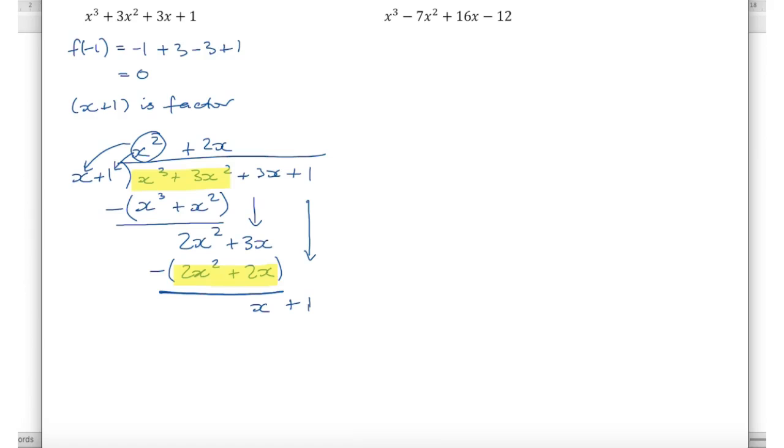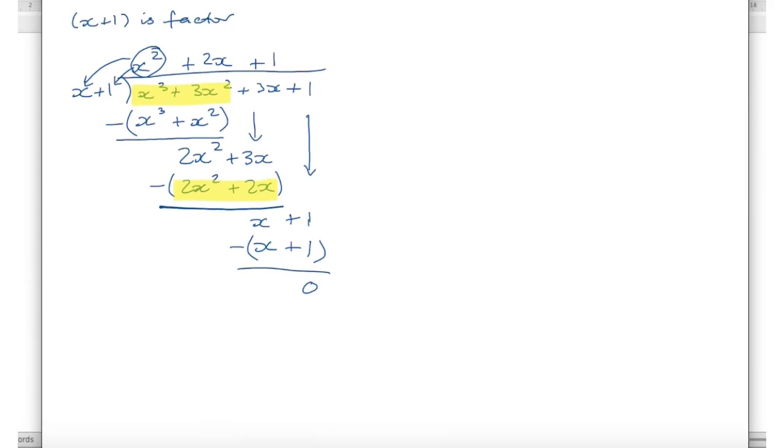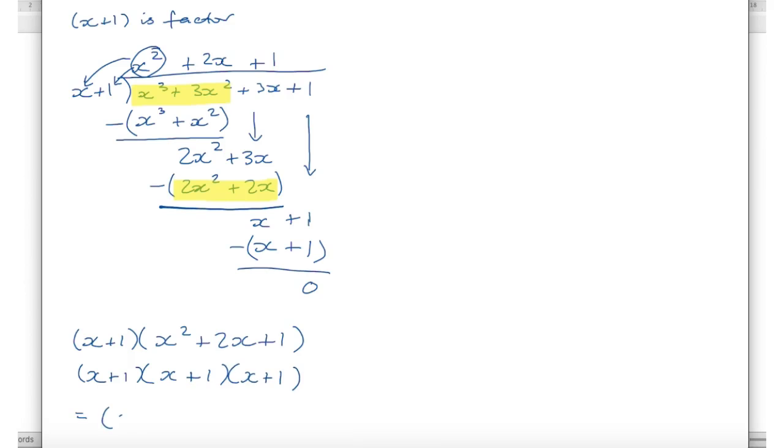X goes into x one time. So one lot of x is x and one lot of 1 is 1. Take that away and we get a remainder of 0. So that tells me that so far in factorising this cubic, I've got x plus 1 as a factor and x squared plus 2x plus 1, which I can factorise to find my factors, and in actual fact they're all the same, so I can write it as x plus 1 all to the power of 3.